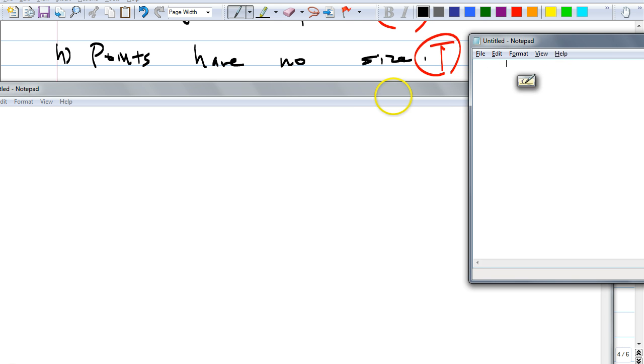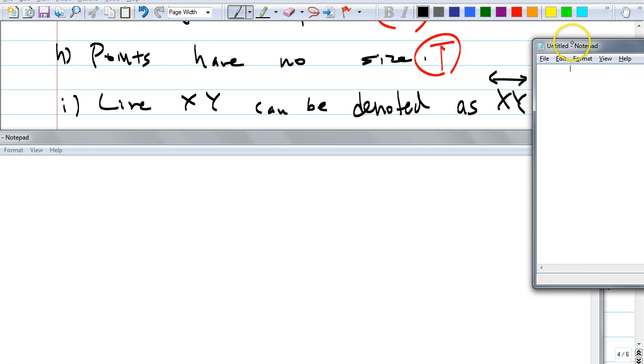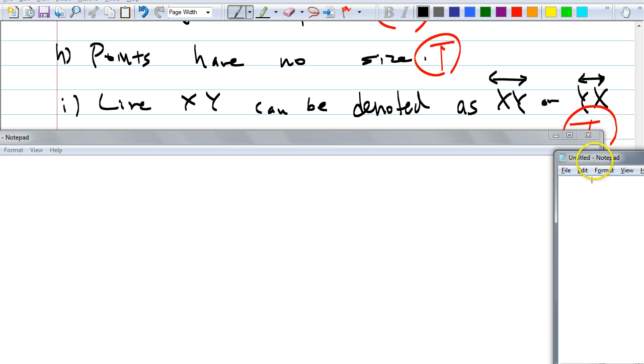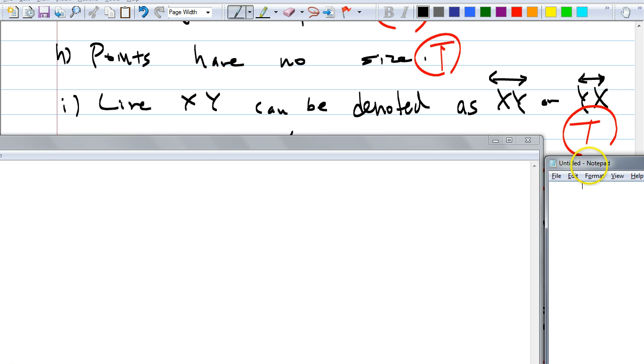Points have no size. And lastly here, line XY can be denoted, meaning it could be written as XY with a little line symbol on top of it, or YX. Doesn't matter which order you write this in. No, it does not matter. You're right. This is true. Okay.